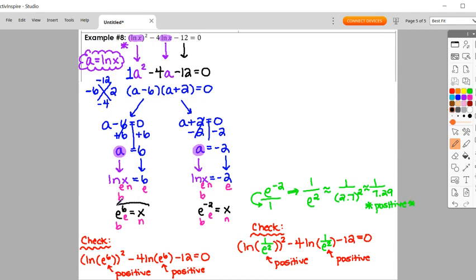Just knowing that those are positive answers is going to help you solve and find out if inside the log comes out to a positive or negative.